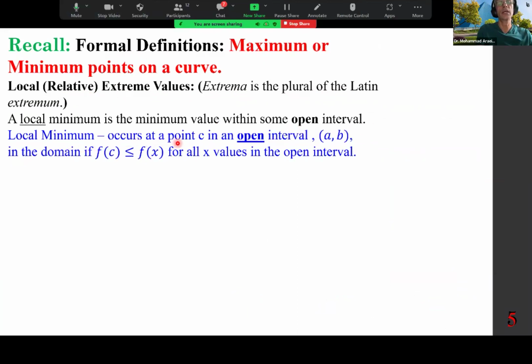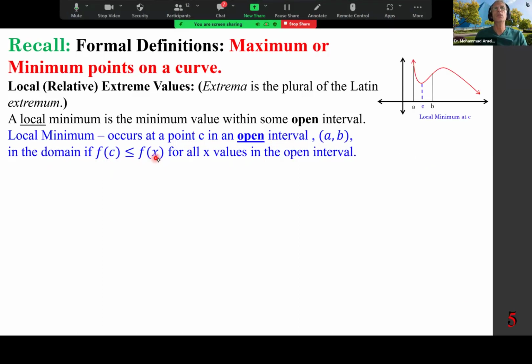A local minimum occurs at a point c in an open interval a to b in the domain if f of c is less than or equal to f of x for all x values in the open interval. So basically, we talk about peaks and valleys, okay? The valleys represent the minimum, the peaks represent the maximum, in an interior part of the graph.